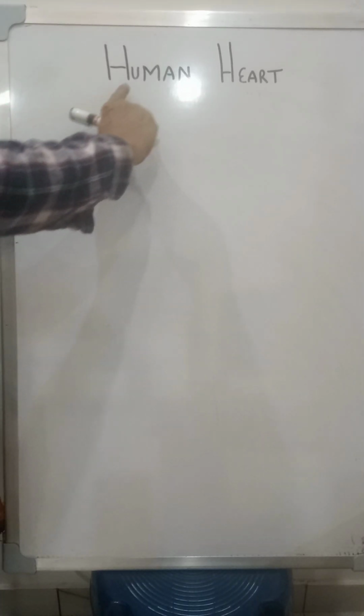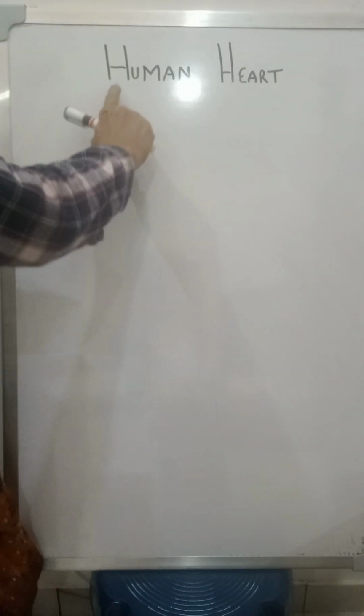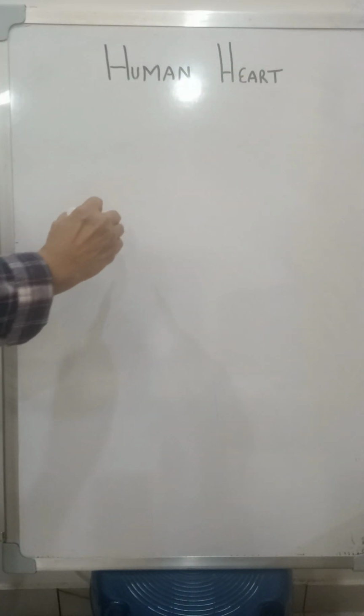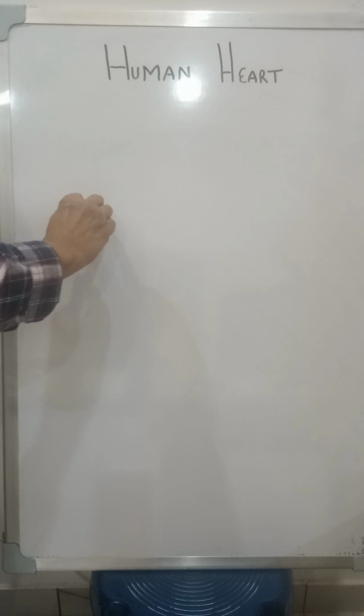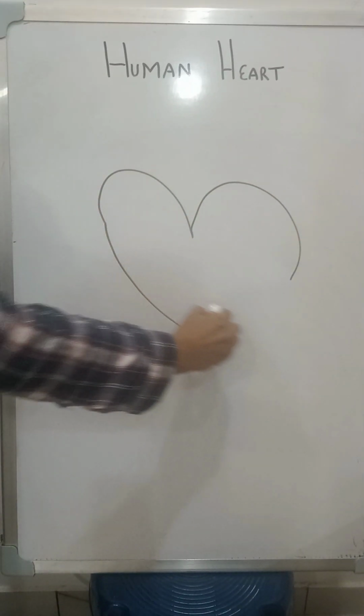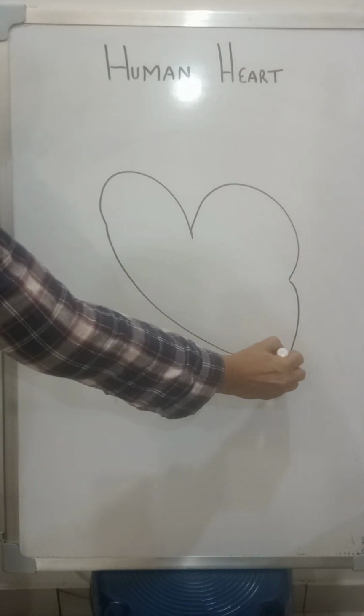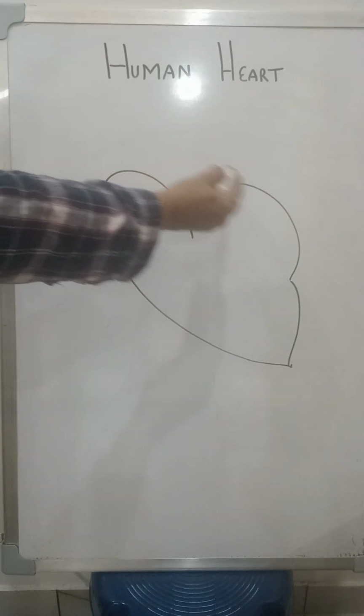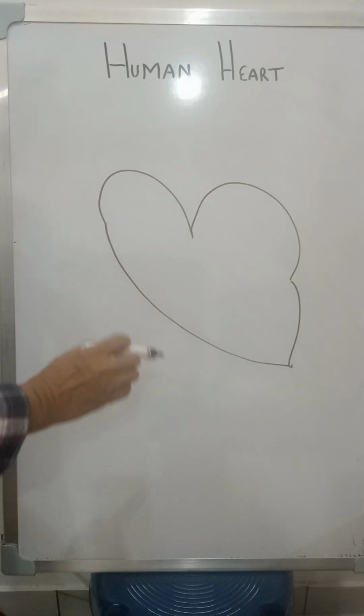Hi dears, let's see the symbols and letters used while drawing the human heart. Let's draw the human heart once more. The first symbol used is the symbol of heart, the symbol of love. The only difference is that it is slightly shifted to the left side.